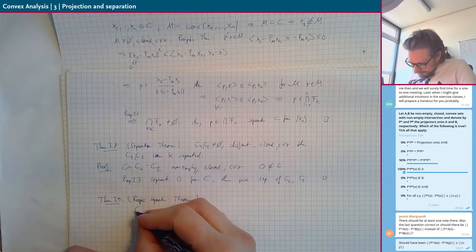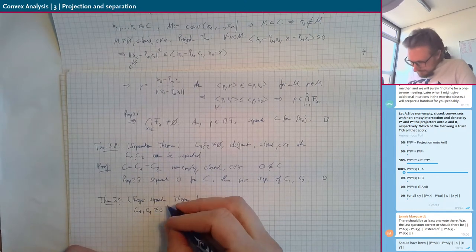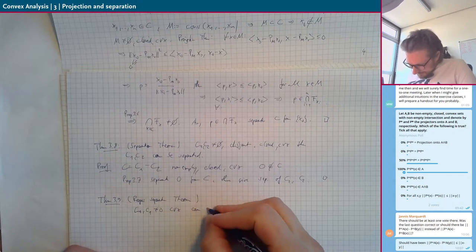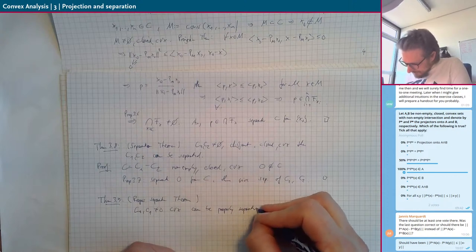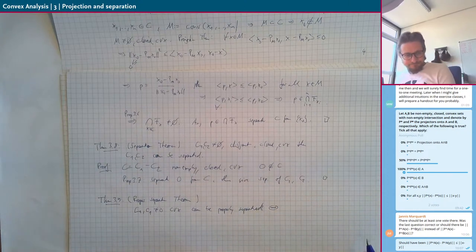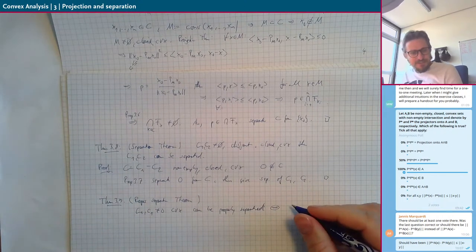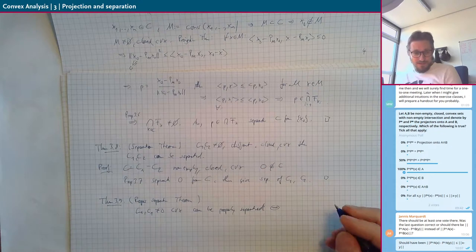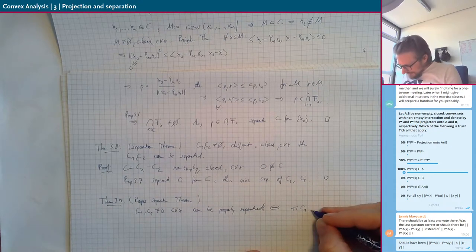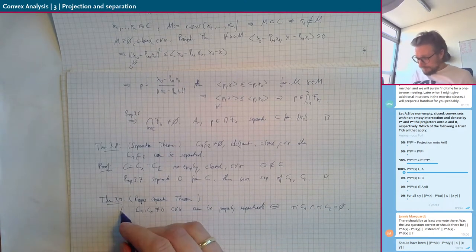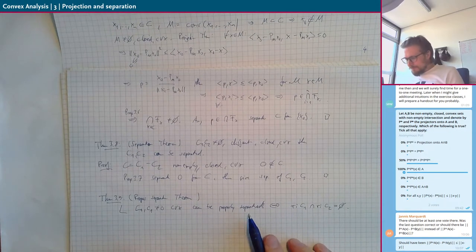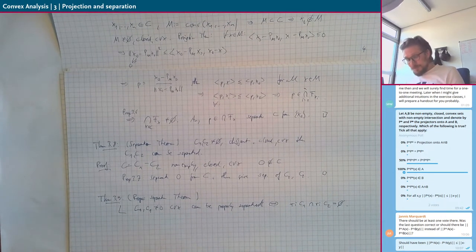Okay, and this goes like this. C1, C2, non-empty convex sets, can be properly separated if and only if the relative interiors of C1 and C2 are disjoint. The relative interior of C1 does not intersect the relative interior of C2. One direction is something we proved already, but the other way is also true. If you can separate them properly, then the relative interiors are disjoint.